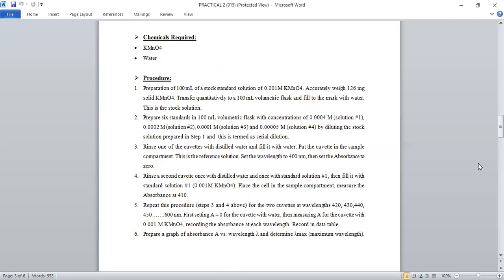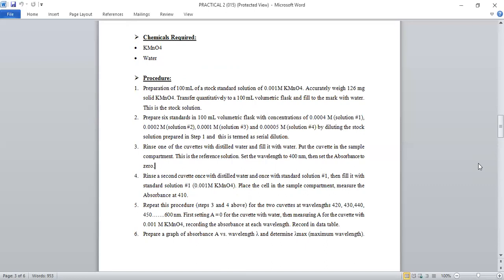Set the wavelength to 400 nanometers. Then set the absorbance to 0. Rinse the second cuvette once with distilled water and once with standard solution number 1. Then fill it with standard solution number 1, 0.001 molar KMnO4. Put the cell in the cell compartment. Measure the absorbance at 410.